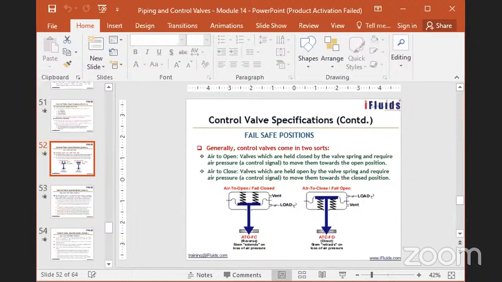What is the next one he was asking? Second, self-regulating. What is the other one, Pray?